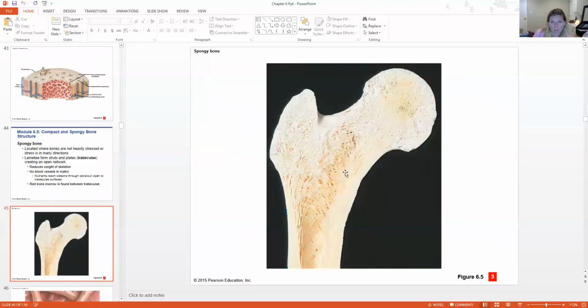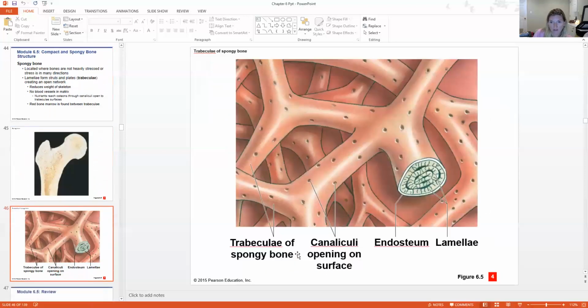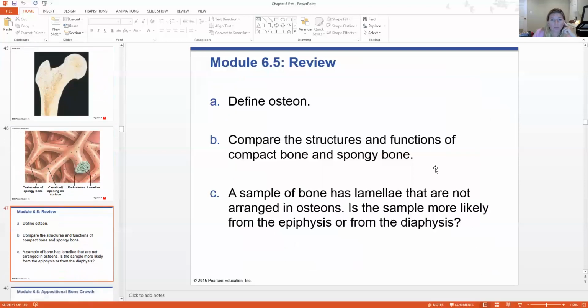Here you can see a real picture of the trabeculae. Again, it just looks kind of like bubbly bone as compared to this compact bone, which is very, very dense. There it is. You can see those lamellae and osteocytes. It's the same thing. They're just not arranged in osteons. They're still there, though. So here you can pause the video, go back and answer the questions.